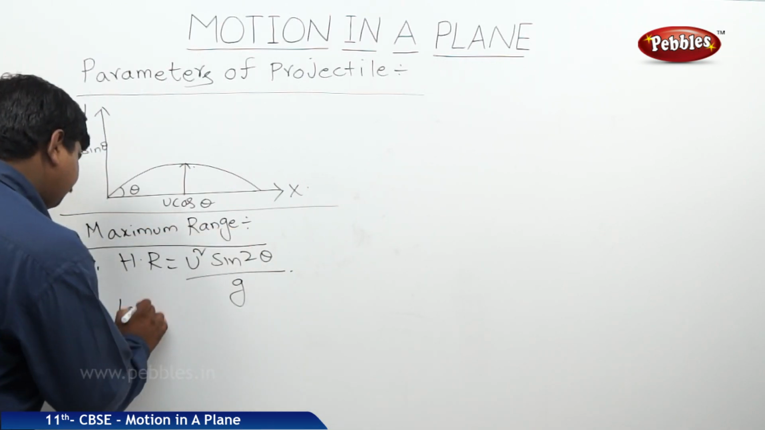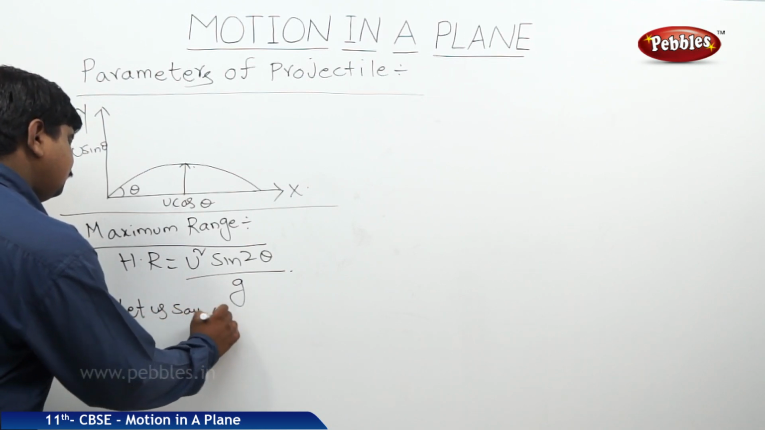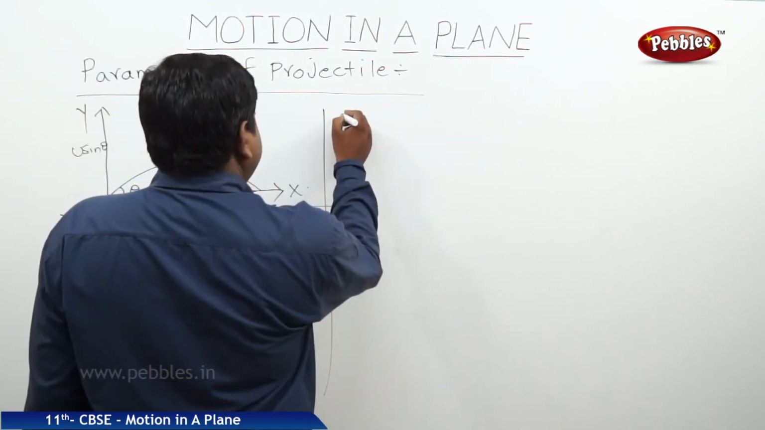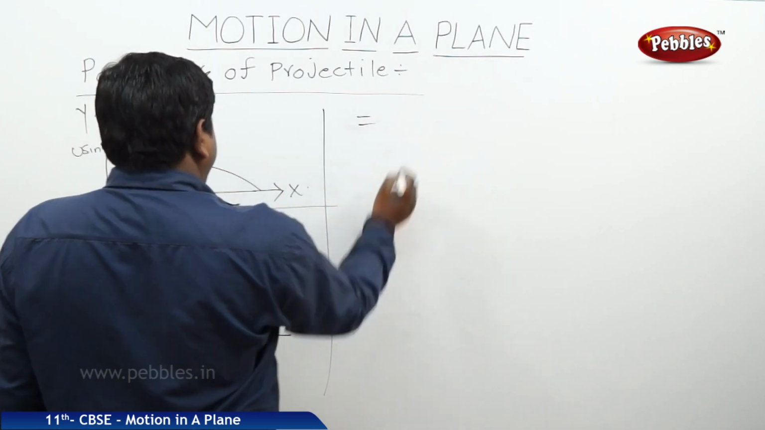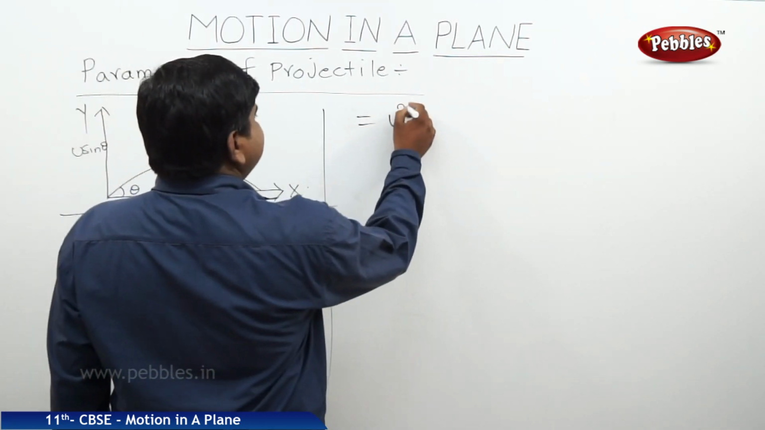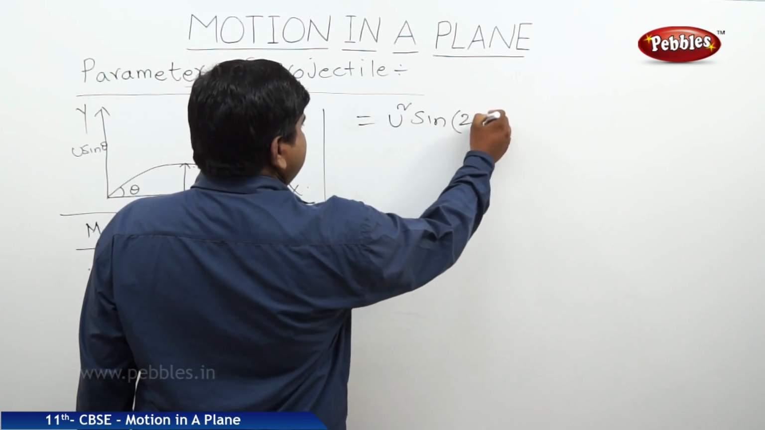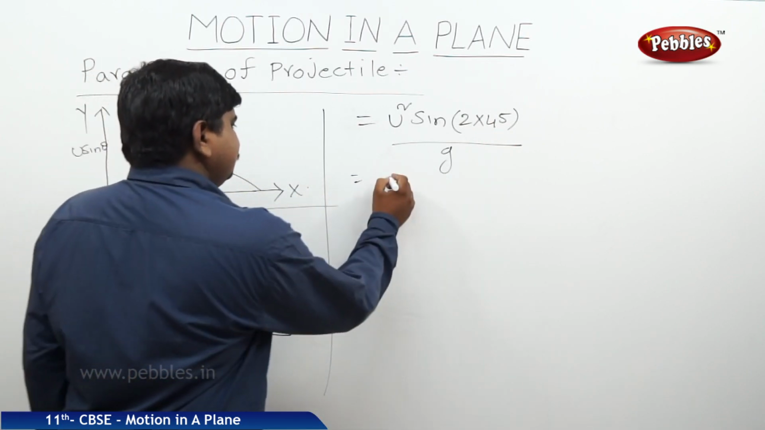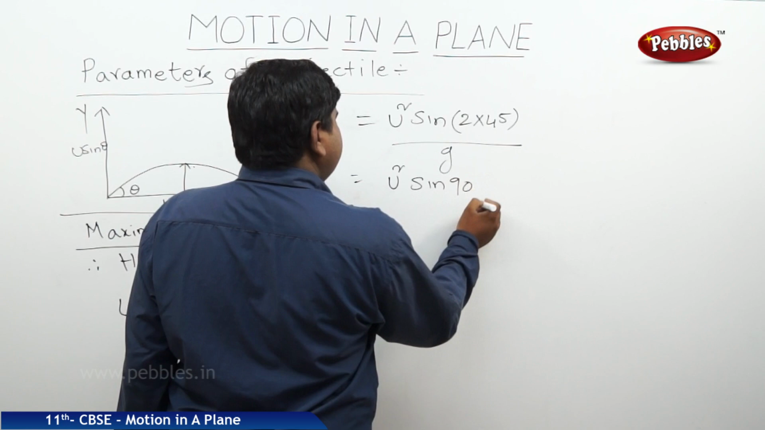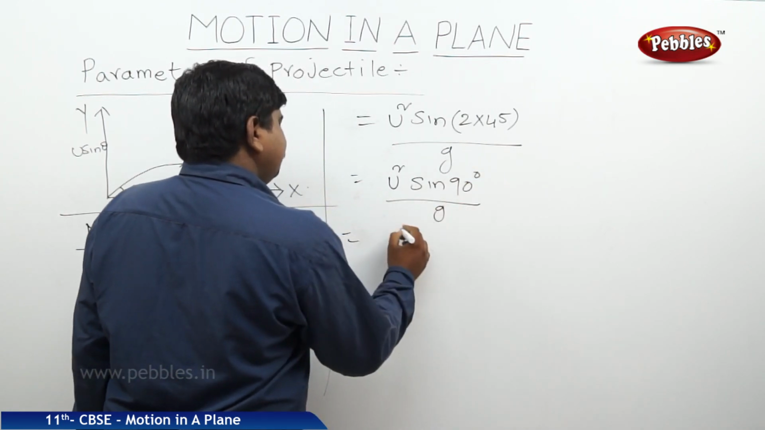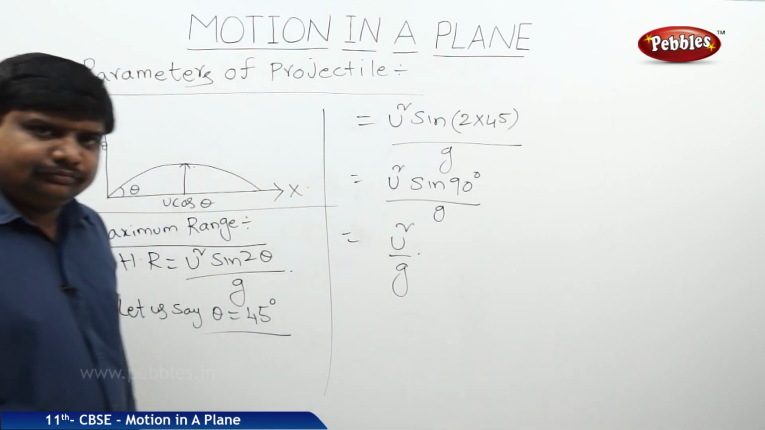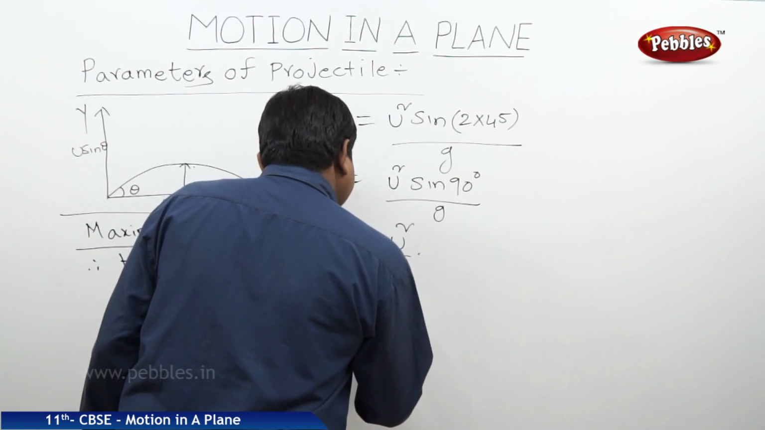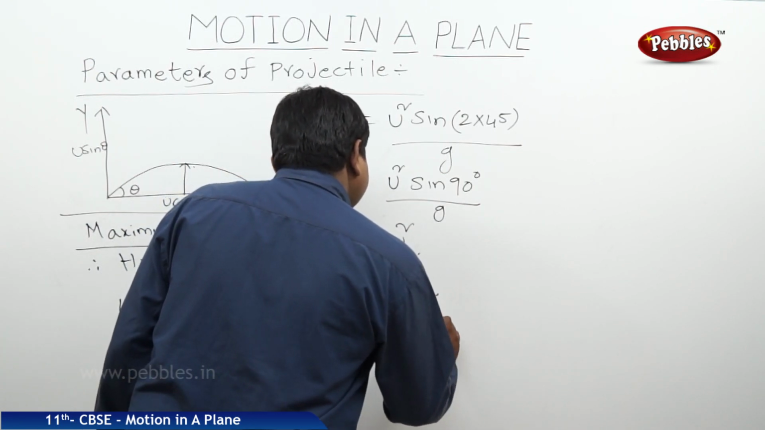Let us say theta is equal to 45 degrees. So that is equal to u square into sine 2 theta, means 2 into 45, by g. Sine 2 into 45 is sine 90. Therefore, it is u square into sine 90 degrees by g. This will become u square by g. So this is the formula to find out the maximum range. Therefore, R max is equal to u square by g.